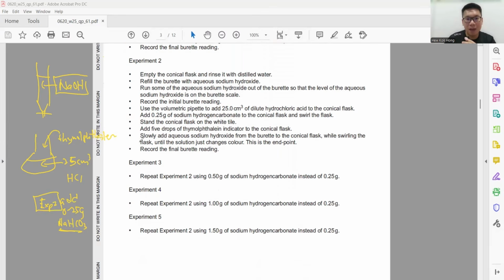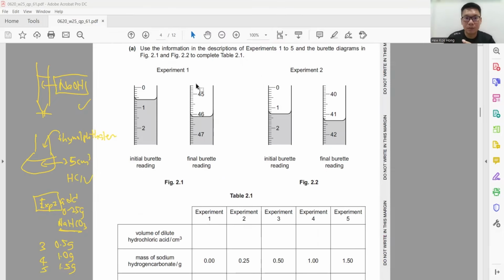Experiments 3, 4, 5 are using the same setting here and here, just that for experiments 3, 4, 5 they change to 0.5 gram of this sodium hydrogen carbonate, 1 gram, 1.5 gram. Then they do this experiment, and we expect the volume of NaOH needed is reducing because the HCl inside the conical flask is reduced because of the addition of NaHCO3.